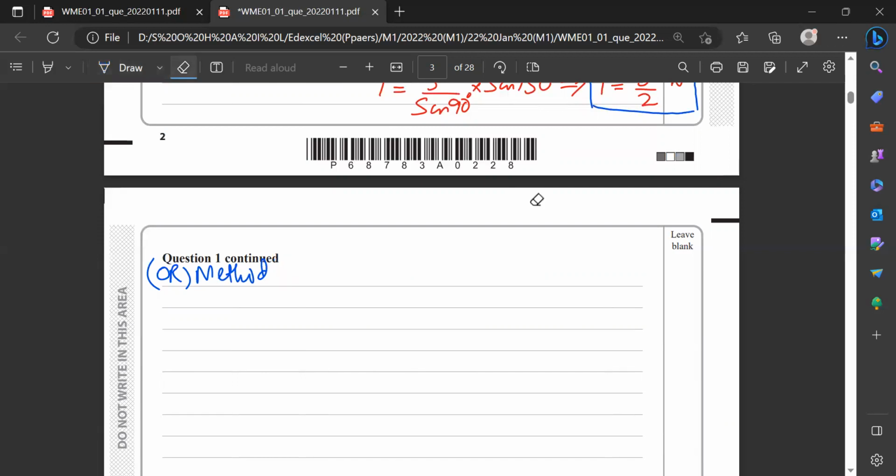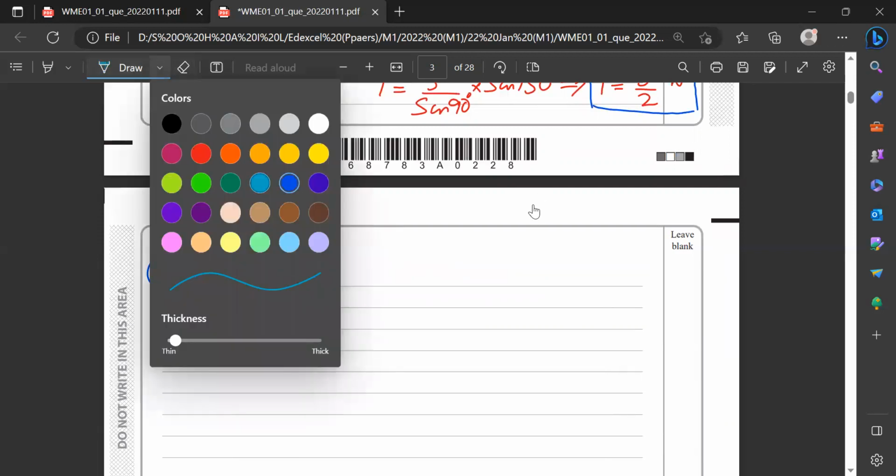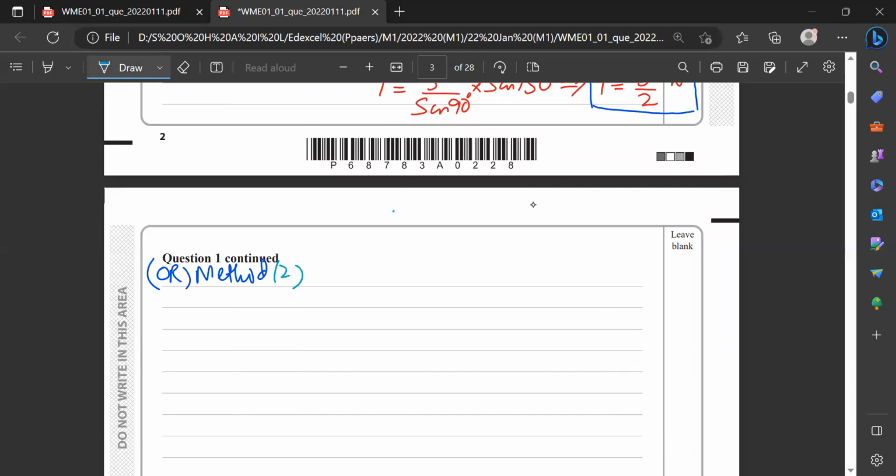So for this method, we have three forces. One force was here, which is F newtons. The second force was here, which is at 90 degrees, and we mark this as T newtons, and this was 5. The angle between them was 30 degrees.